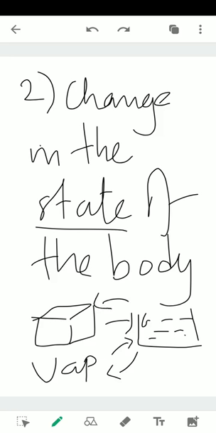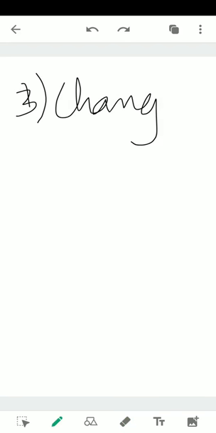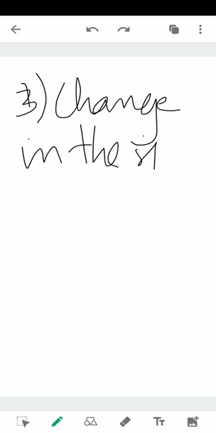So we have looked at two effects of heat transfer. First one is change in temperature. Second one is the change in the state of the body. So let us go ahead with the last effect. The last effect is change in the size of the body.